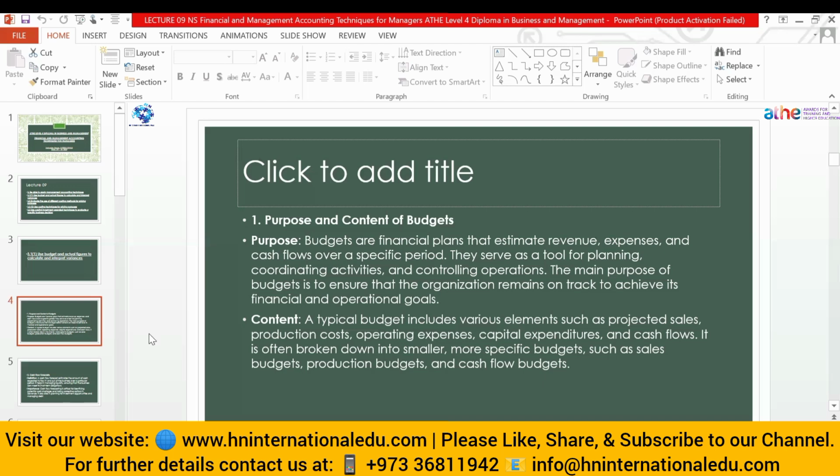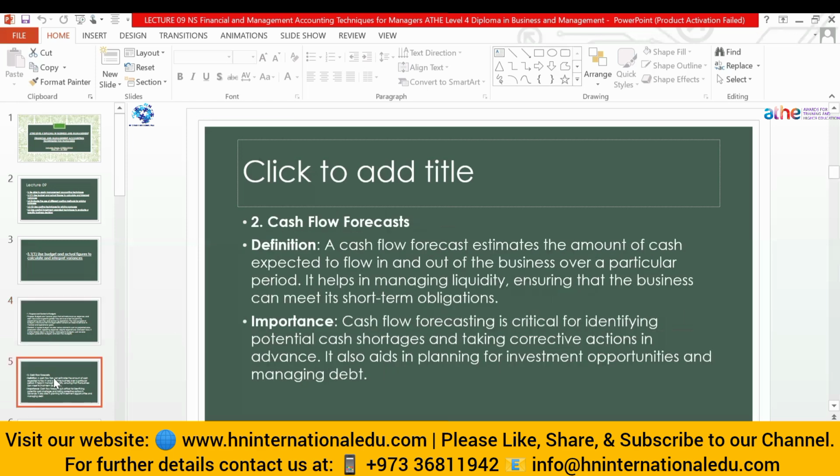It is often broken down into smaller, more specific budgets such as sales budgets, production budgets, and cash flow budget. Again, specific streamline for these are 3. First, going ahead with the sales, then the production, whatever we are doing in the manufacturing department, and lastly, the cash flow budgets. Then we have cash flow forecast.